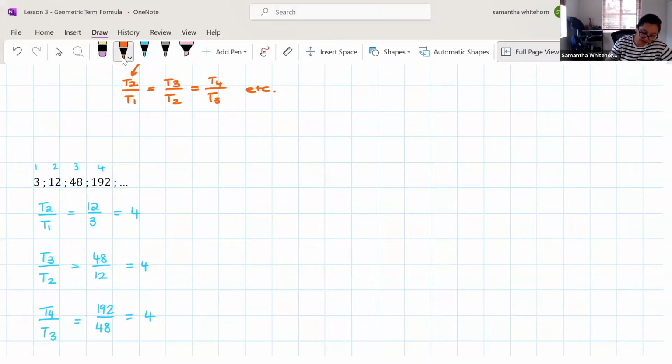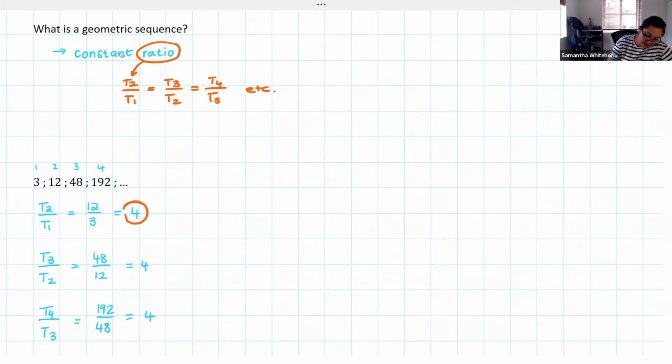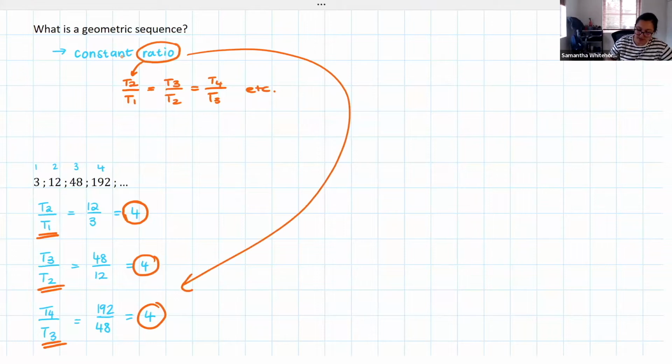And so what I want you to see here is that any time you are finding the ratio between consecutive terms, that ratio is always constant. That is my defining characteristic of a geometric number pattern or a geometric sequence. Now that constant ratio is going to come into the formula that we're going to use for geometric sequences, which we'll chat about in a second. But you have to be able to find the constant ratio.